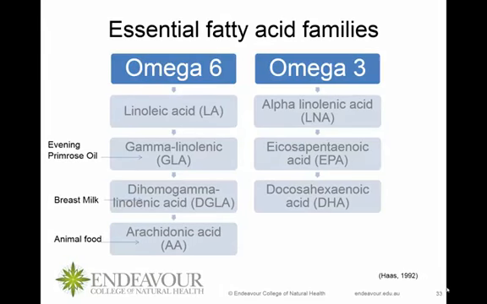This is a simplified representation of the essential fatty acid family. So on the left-hand side we've got omega-6, and on the right-hand side we've got omega-3. Looking at some of the longer chain derivatives of linoleic acid, you can see you've got gamma-linolenic acid, dihomo-gamma-linolenic acid, and arachidonic acid. Evening primrose oil is a very good source of GLA, whereas breast milk is very high in DGLA. On the other side, you've got the omega-3 family, so alpha-linolenic acid, which is 18-carbon omega-3, and some of the longer chain derivatives, so eicosapentaenoic acid and docosahexaenoic acid.